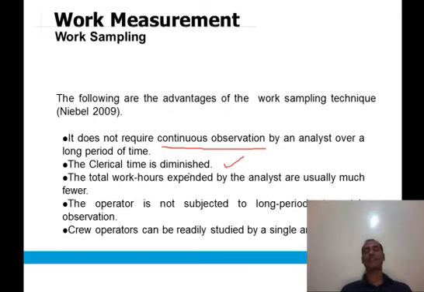The total work hours expended by the analyst are usually much fewer. The operator is also not subjected to long periods of stopwatch observation, and a crew of operators can be readily studied by a single analyst. A single analyst can study a crew of operators easily.